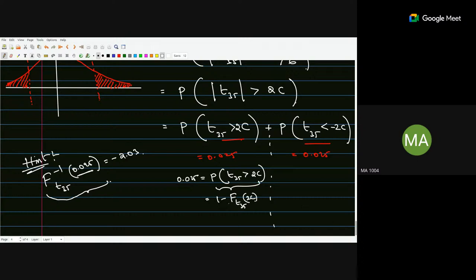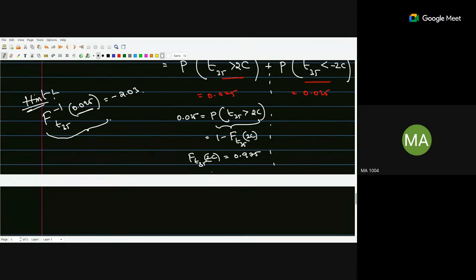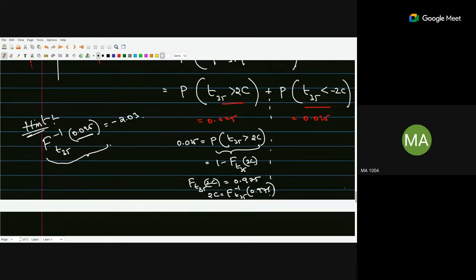Right? If I write it like this, then if I simplify, I'm going to get F_T35 of 2C equal to 0.975. And if I take the inverse on both sides, I will get 2C equal to F inverse T35 of 0.975, which is not given in the hint. You see, this value we don't know. So if I follow this way, given the hints, I cannot solve. So that means you shouldn't take this particular case, you should take this case.